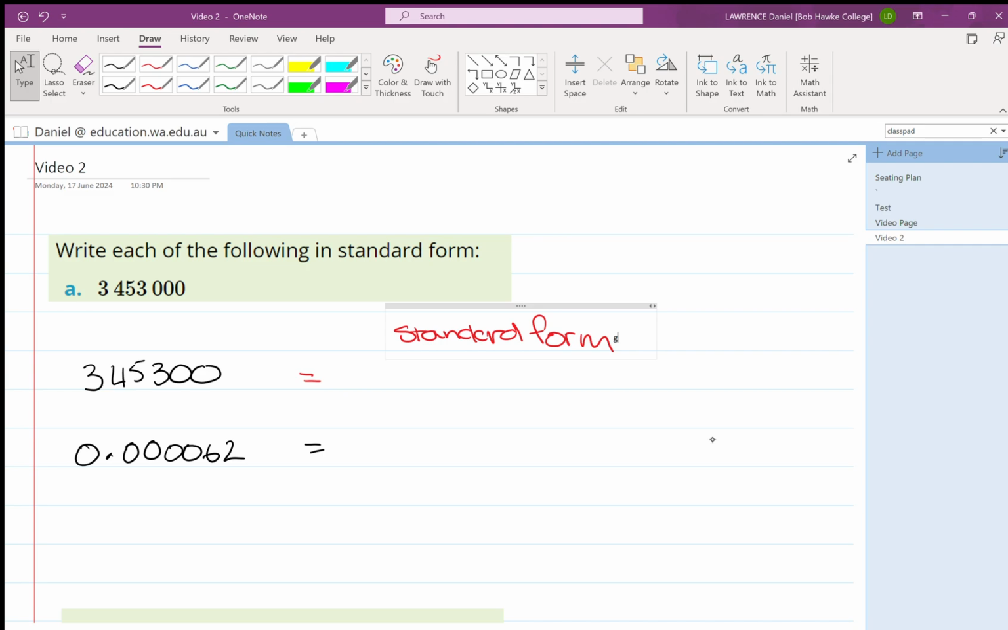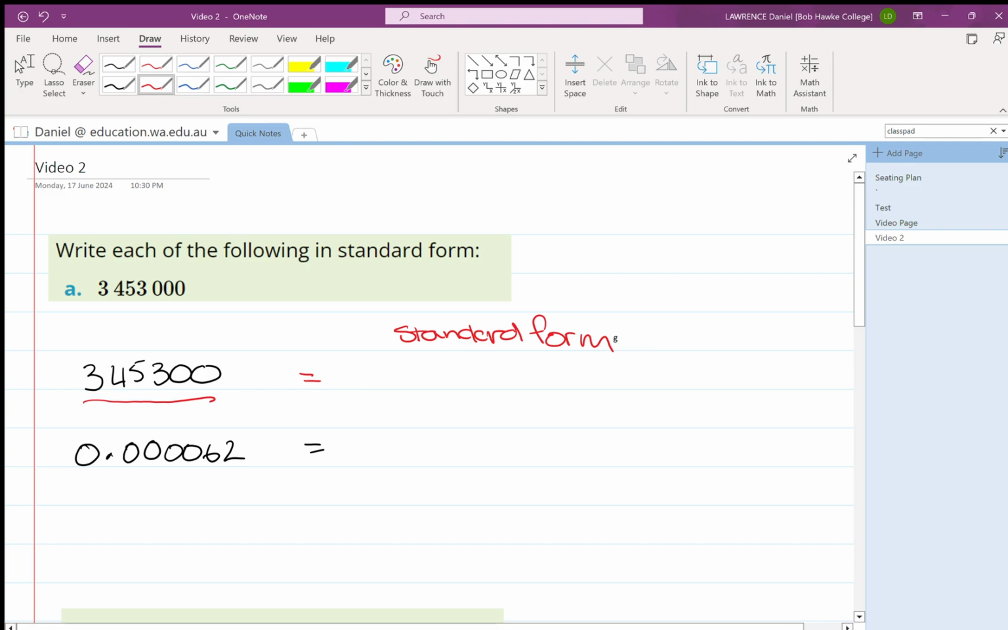So the first one I have for us here is 345,300. Now let's think about what we need to do for standard form. We want our number to be greater than 1 but less than 10. So that's our aim, 1 to less than 10, and I know we can do that by moving 1, 2, 3, 4, 5 jumps, and we end up with 3.453, and then we multiply that by our base 10 and how many jumps we've made.